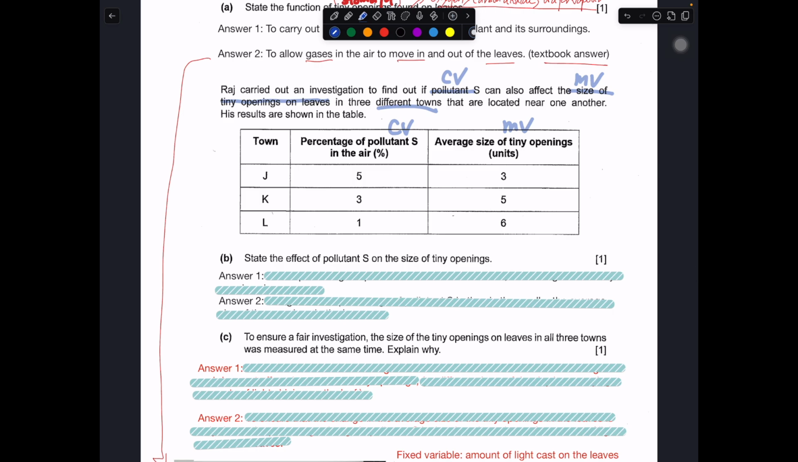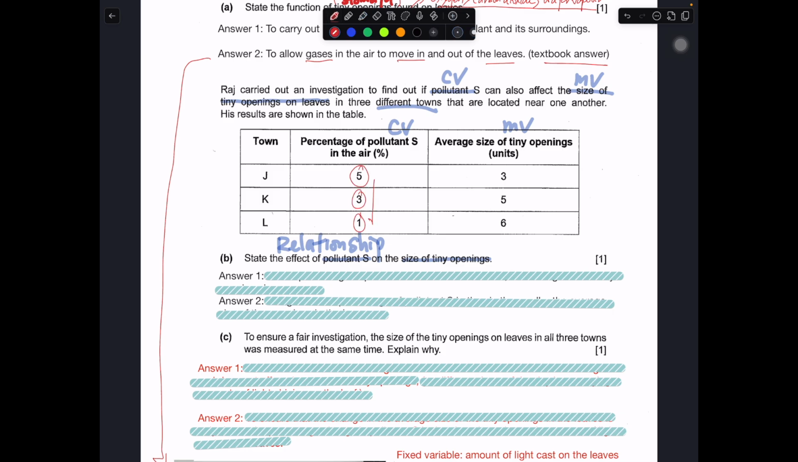State the effect of pollutant S on the size of tiny opening. So basically, this is asking you for a relationship. This is a relationship question. You can see that the information is packed in the form of a table where you have the change variable on the left column and the measured variable on the right column, and the towns are just to give you additional context. One way to look at this is to read from top to bottom.